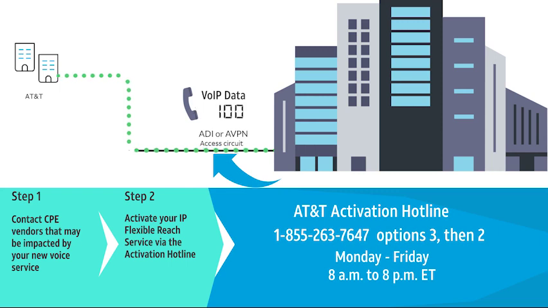With your transport circuit installed and available for use, you can activate your IP Flexible Reach service by contacting the AT&T Activation Hotline at 855-263-7647, option 3, then option 2. Agents are available 8 a.m. to 8 p.m. Eastern Time, Monday through Friday. Make sure to have your order information available for reference. The remote AT&T engineer will work with your vendor and activate your service.